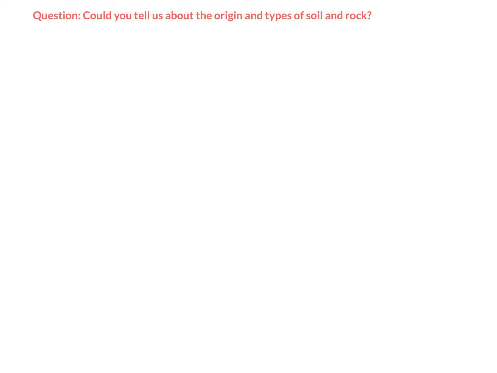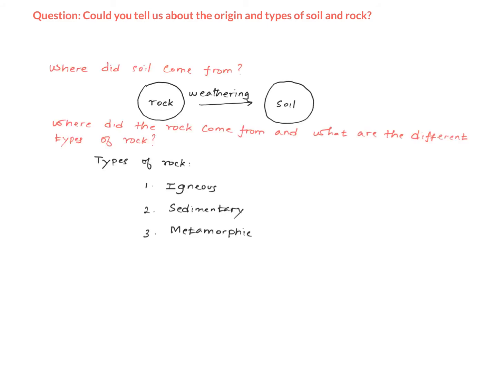The question I have is, could you tell us about the origin and types of soil and rock? Let's start with the question of where the soil came from. Well, soil came from rock through a process called weathering. So, a good place to start for answering these questions is to see where the rock came from.